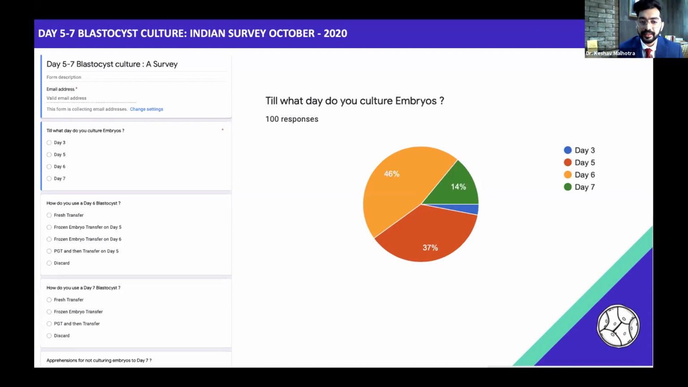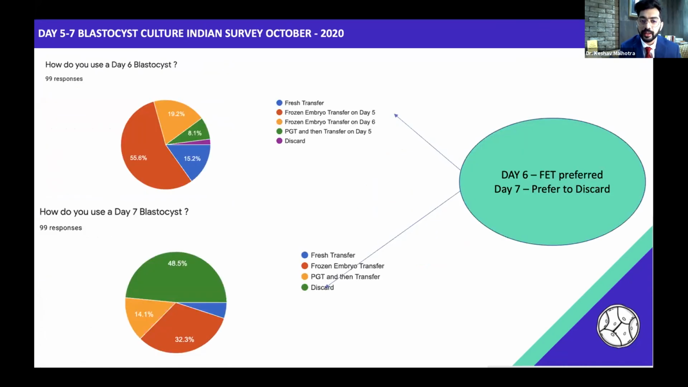We conducted this survey in India, and this was pertaining to the topic, which was day 5 to day 7 Blastocyst culture. Like all of you would know, generally we are culturing embryos till day 6. So it was kind of interesting to see what embryologists are following throughout the country. The first question in this survey was, till what day do we culture embryos?